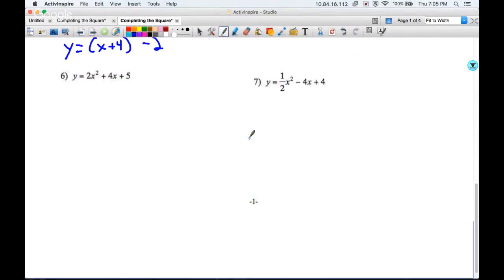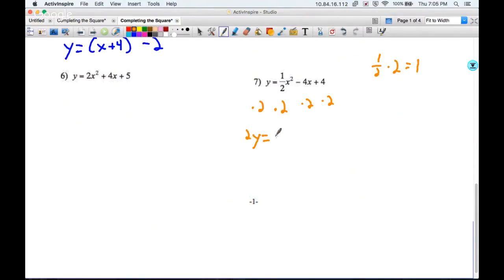So in number 7, I want to get this to be an a value of 1, so I use a technique where I store that 1/2 on the other side of the equation. To get rid of this 1/2, I can multiply it by 2. 1/2 times 2 equals 1, so this is going to get our a value to be 1, but I have to do that to every single term.